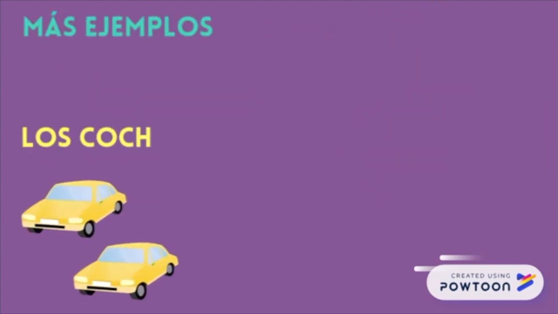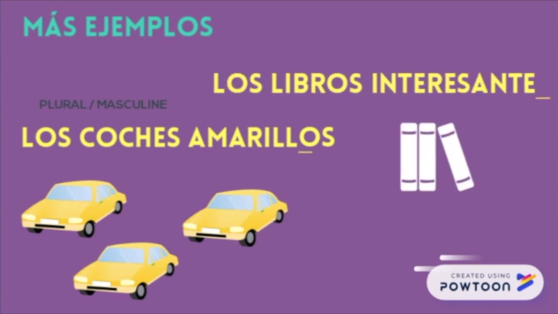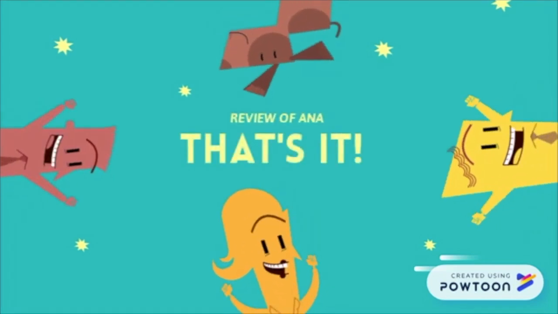Some more examples. Let's look at los coches. We know that it is plural and masculine. Therefore, we're going to add OS to make it amarillos. Versus los libros is also plural and masculine, but since interesante ends in an E, we're just going to add S. That's it!